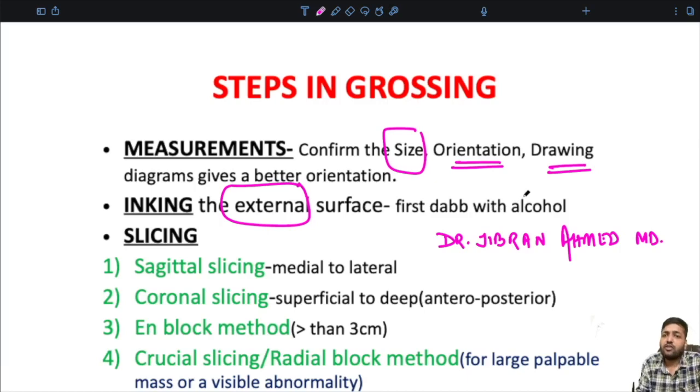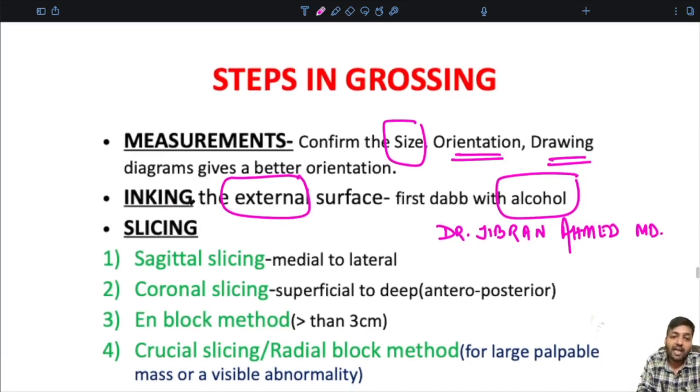Now the rule is, first you should dab with alcohol, then you should apply ink, because in this case the ink becomes very nicely fixed on the surface. So how do you slice? How do you gross such lumpectomy specimens? There are many ways.